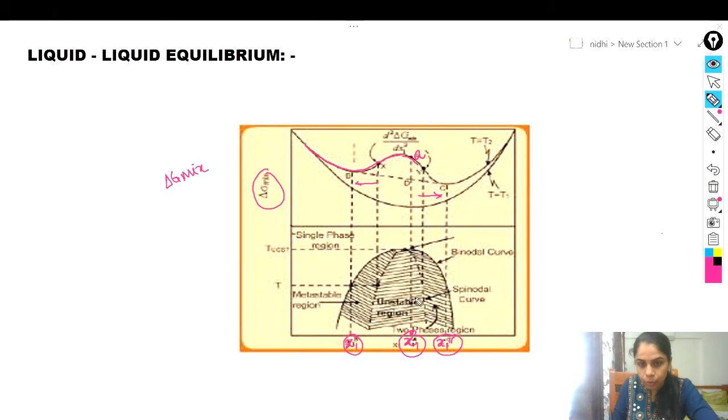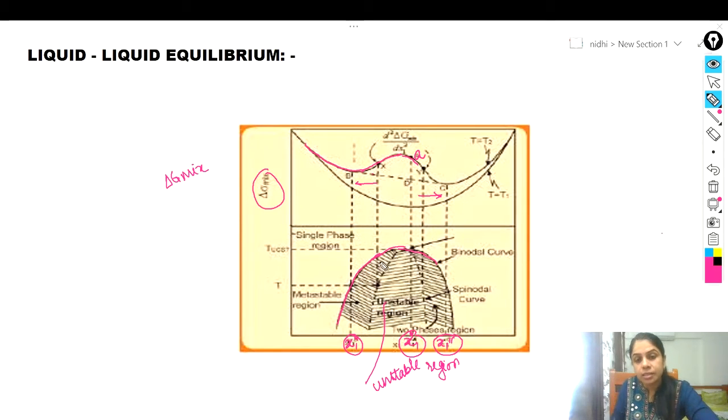Now you can see, if you extend it and bring it down, there is a region on which, say, x1 dash and x1 double dash. So this curve, the region that develops under this curve, this region is the unstable region. You can call it a kind of unstable region, or the region in which two phases are taking place, or you can say the liquid is splitting into two phases.